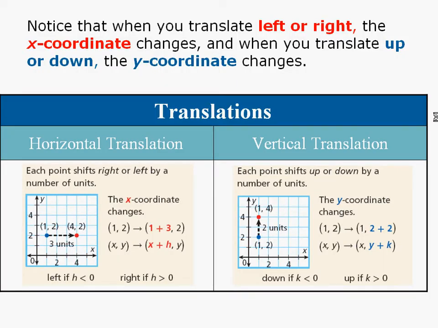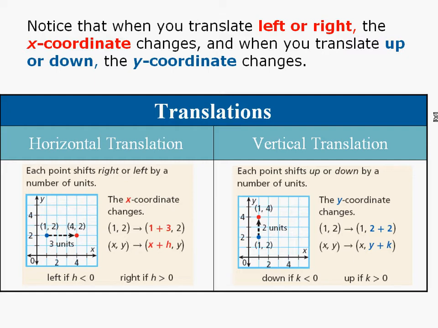Notice that when you translate left or right, the x-coordinate changes because the x-axis goes from left to right. It's a horizontal line. When you translate up or down, the y-coordinate changes because the y-axis is a vertical line.